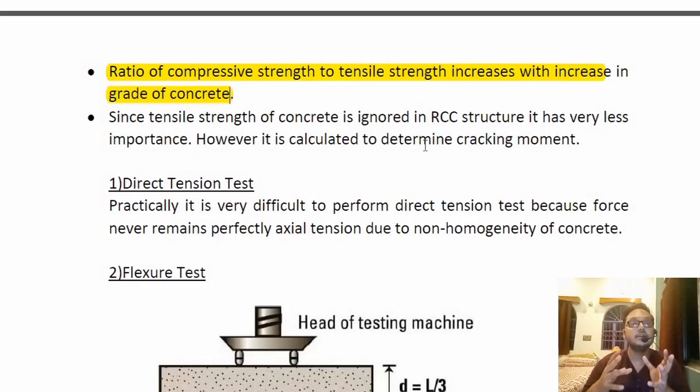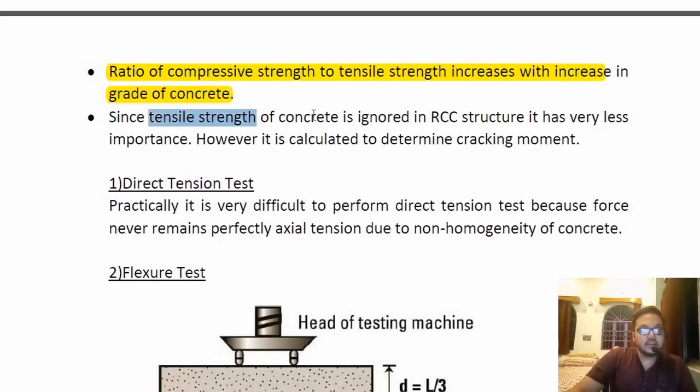So the ratio of compressive strength to tensile strength has increased, but the tensile strength hasn't increased much. Compressive strength has increased to a very large extent. So one cannot say that by increasing the grade I can increase the tensile strength of the concrete. No, it won't be possible. You can only increase the compressive strength of that particular concrete by increasing the grade.